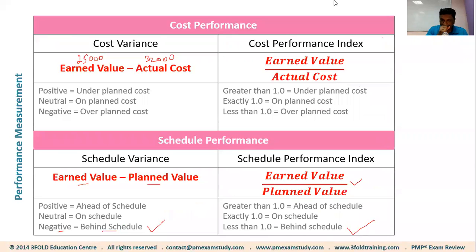Or in other words, when the SPI is 0.833, we cannot tell, and we should not tell, we are 17% behind the schedule, right? That level of quantification you cannot do. All we can tell is less than 1 means behind the schedule. How many days, weeks, percentage you're behind the schedule, you cannot tell, right? Why can't you tell? Because here we are calculating in dollar value, right? So if you really want to know how many days you are behind the schedule, look at your project schedule.